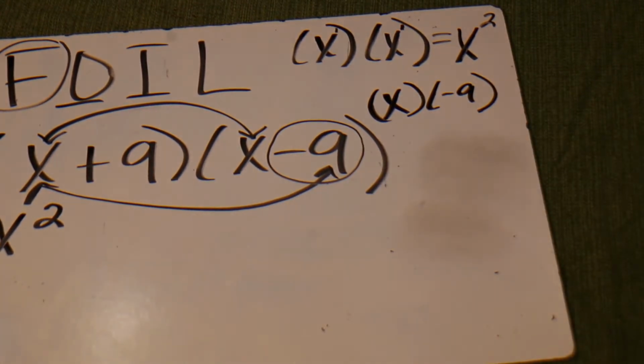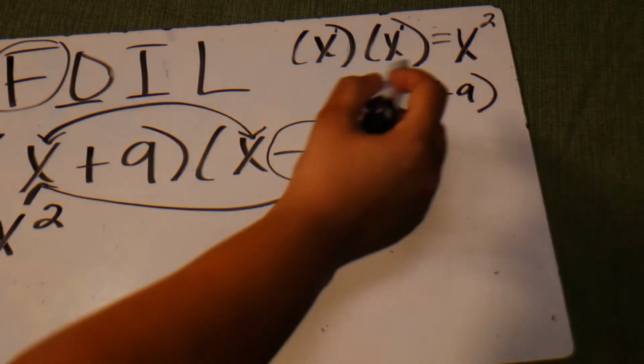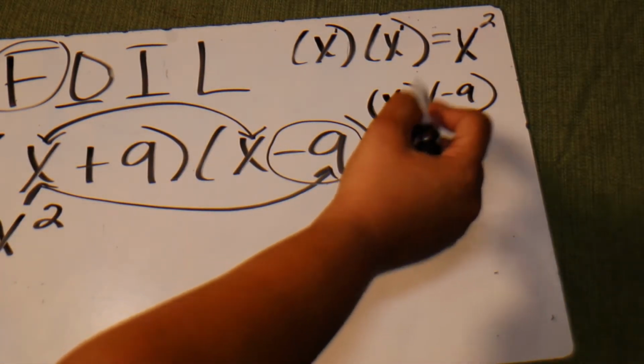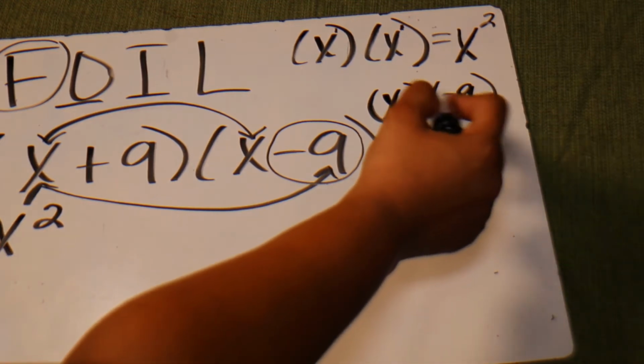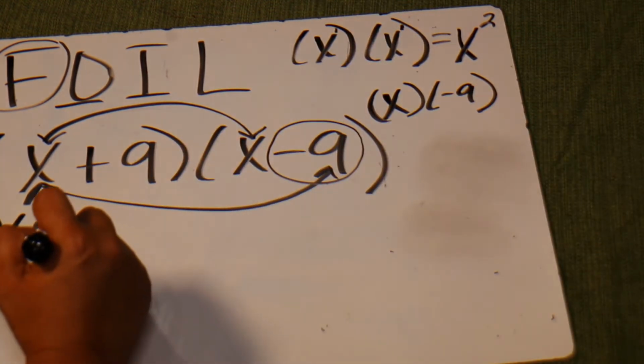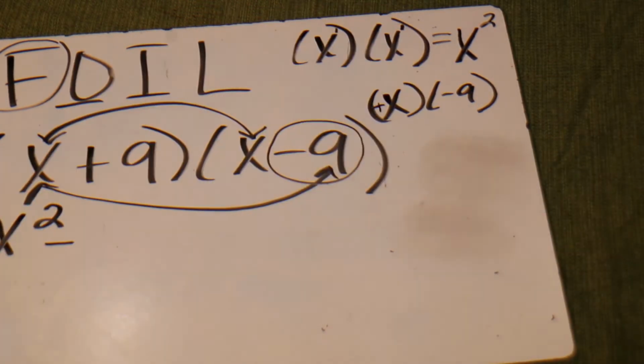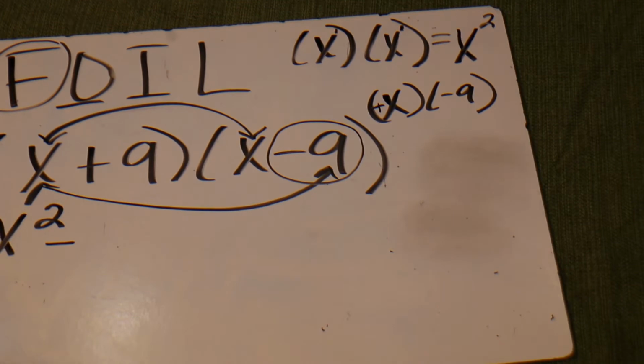That's the next step. And remember, now we have to remember our integer rules. When we're multiplying opposite signs, it's a negative. Because this is a plus. We don't have to write a plus, but that's a positive. When you're multiplying a positive and a negative, you get a negative. So that's going to give you negative 9x.